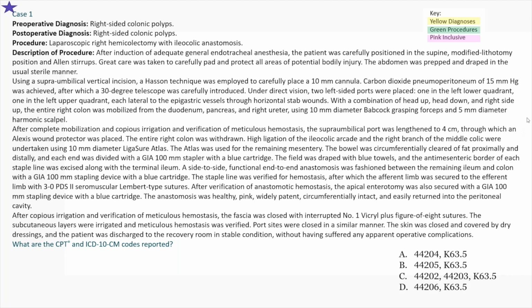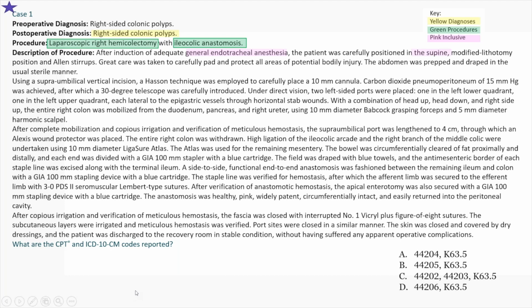So coders, time is up, and I can see some of them saying B, and I can see a split between A and B actually. A few C's. Okay, let's go ahead and solve this scenario. The first step is highlighting the keywords. So in this scenario, you can see the post-operative and pre-operative diagnosis are the same, that is right-sided colonic polyps. And the procedure performed is a laparoscopic right hemicolectomy with ileocolic anastomosis.